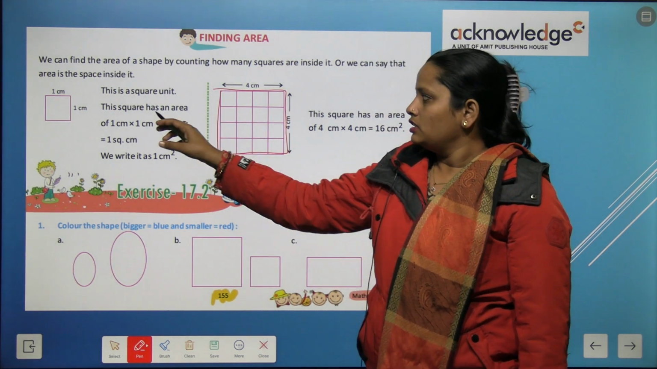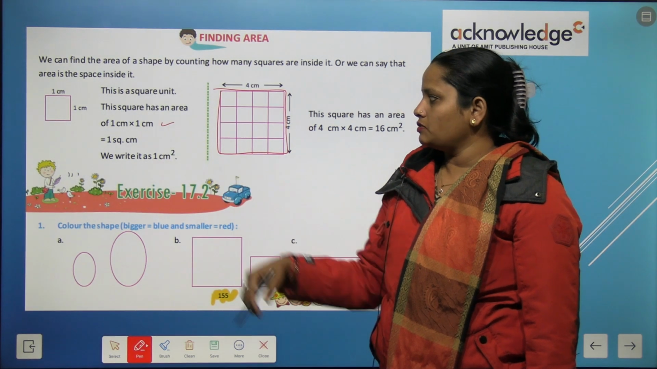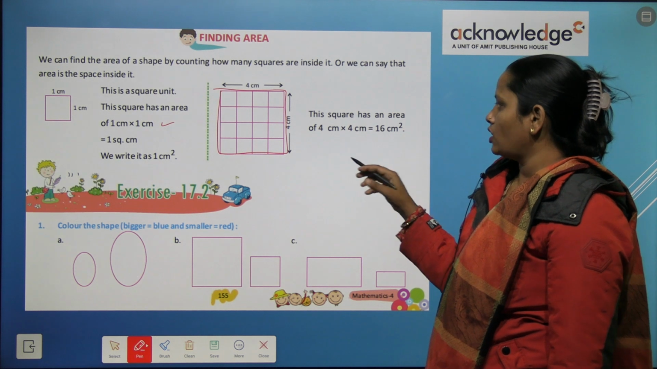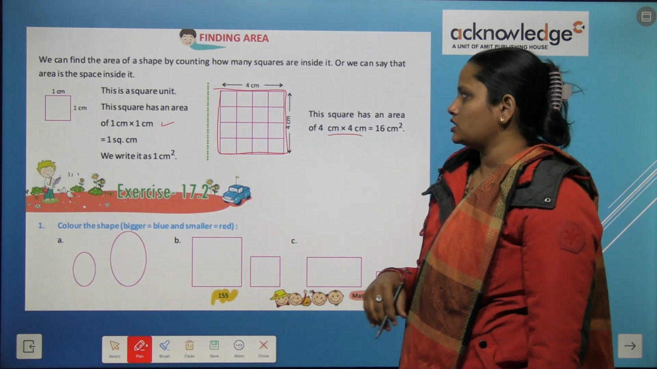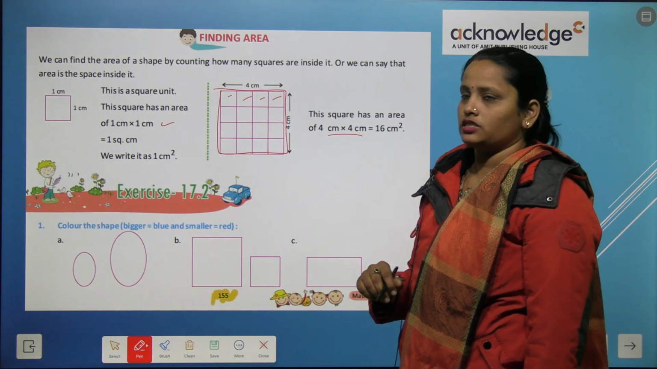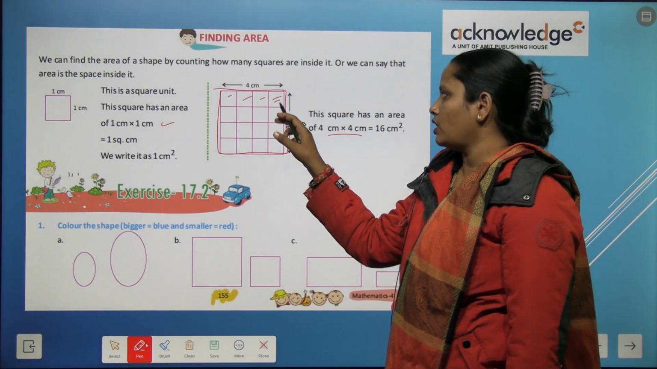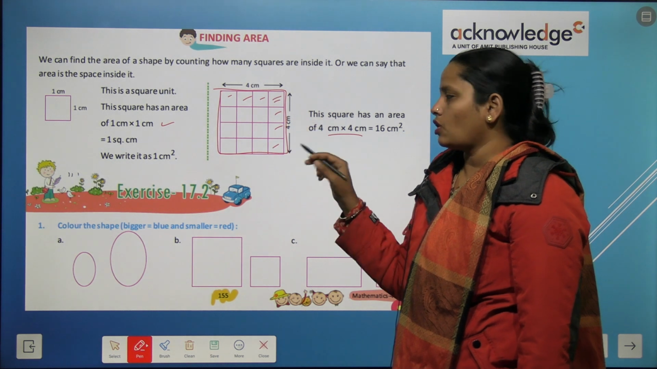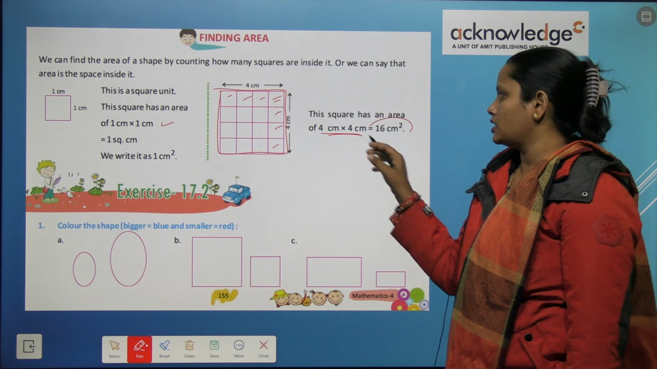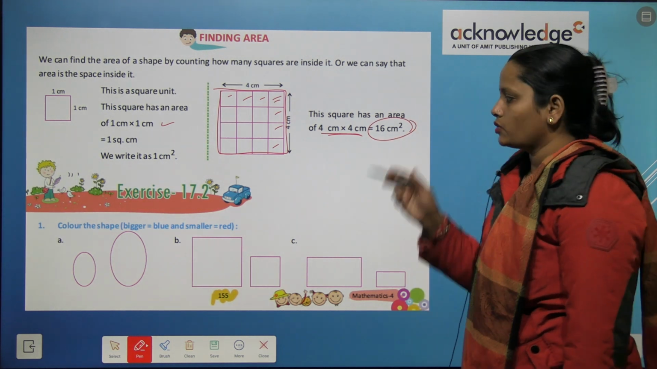So here, how many squares are there? Let's see. The square has area of 1 centimeter, and we write it as this. This square has an area of 4 multiply 4, which is 16 centimeter. So यहाँ पे कितने 1, 2, 3, 4. So here it's of 4 centimeter. Again 1, 2, 3 and 4. It's also of 4 centimeter. Now 4 multiply 4 is 16 centimeter square.